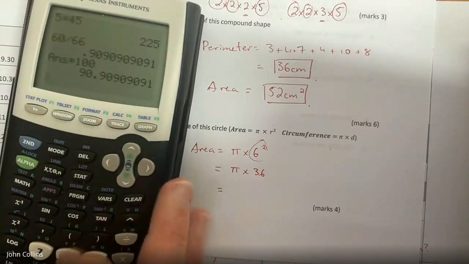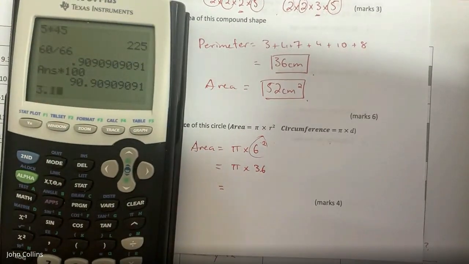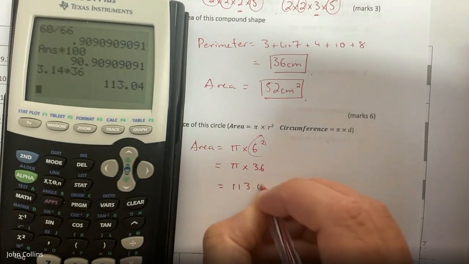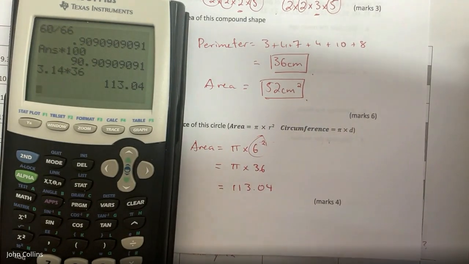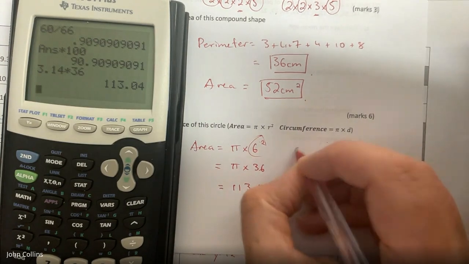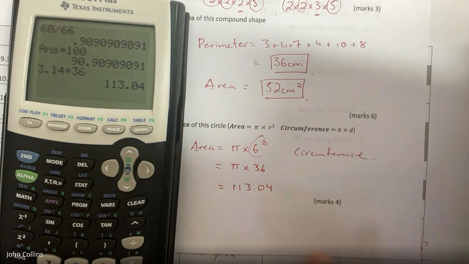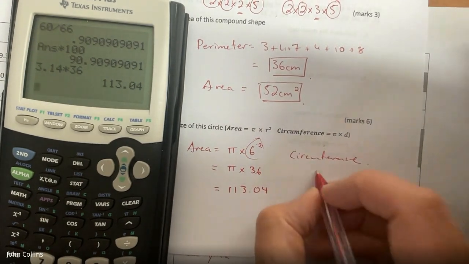Pi I'm going to use is 3.14. I'm going to times it by 36, and that gives 113.04. You can round it any way you want. It's fine. Emily? What if you did for the area perimeter? If you don't square, I already answered that.